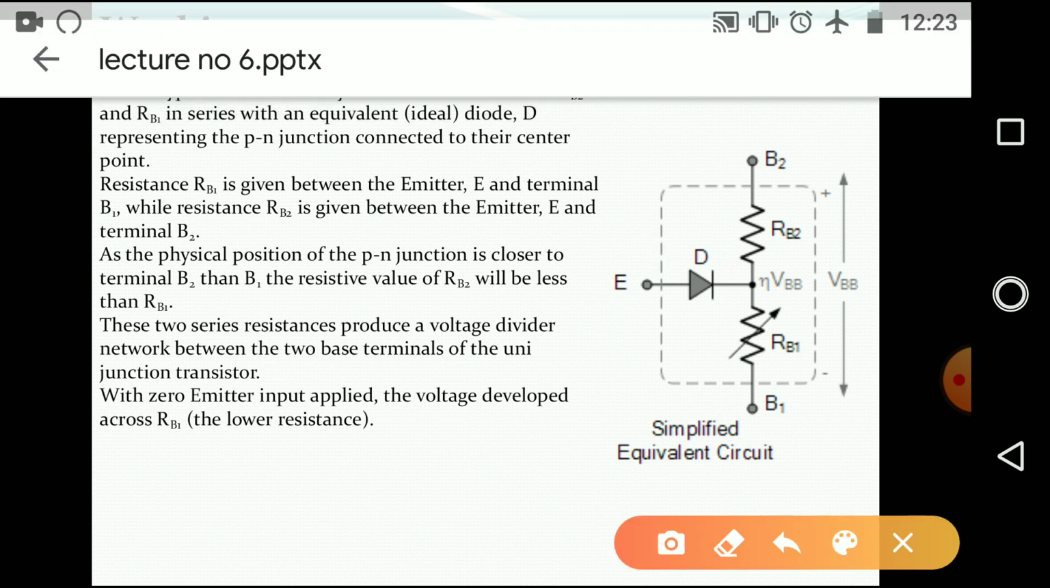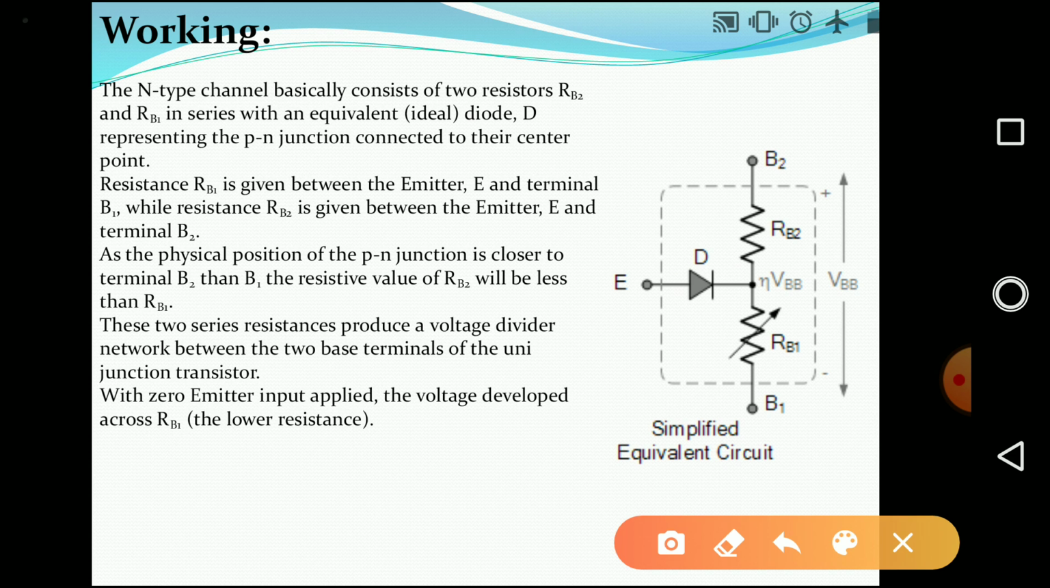So when the voltage from emitter to B1 is applied, and a positive voltage is applied at the emitter terminal, the diode will not turn on until the voltage across the emitter is greater than the voltage developed across RB2 and RB1, because here we are applying VBB from B2 to B1. As VBB is applied, there is a voltage drop across RB2 and RB1.